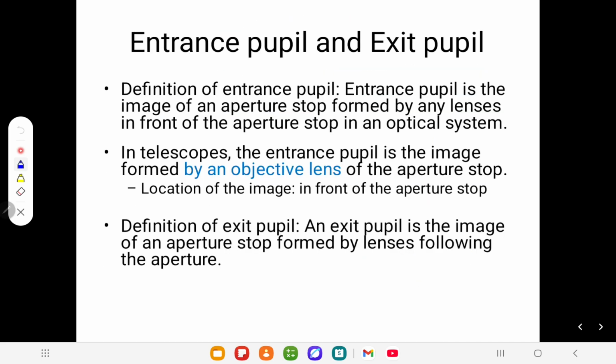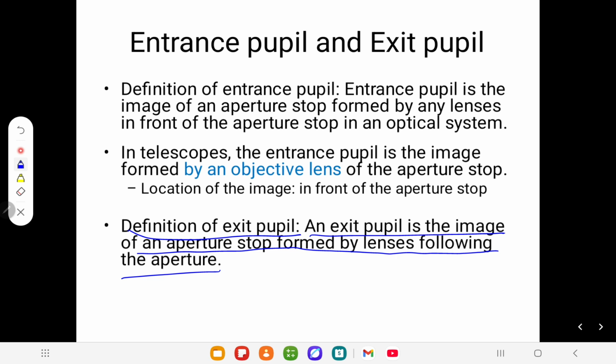Okay, now here we come to entrance pupil and exit pupil. So, the definition of entrance pupil: the entrance pupil is the image of an aperture stop formed by any lenses in front of the aperture stop in an optical system. At the same time, the definition of exit pupil: an exit pupil is an image of an aperture stop formed by lenses following the aperture stop.